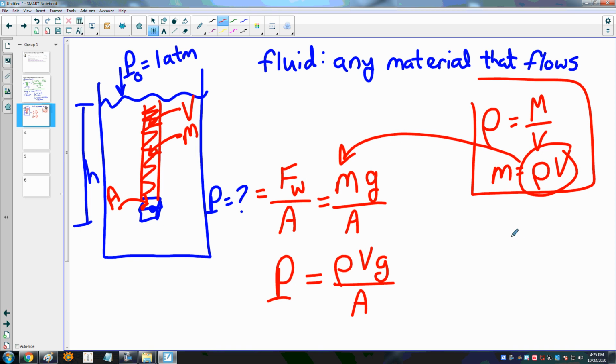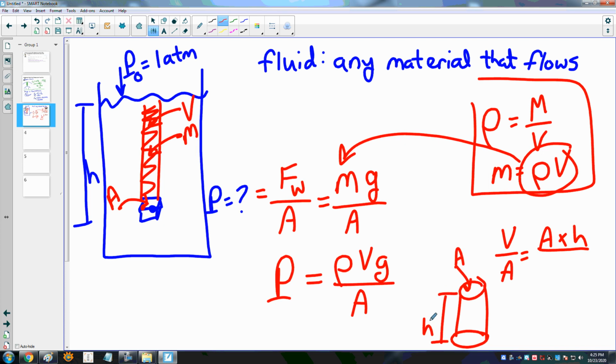However, recognize V divided by A, the volume divided by the area. In general, I can say that the volume is area times the height of the column. Imagine if you have a cylinder like this. I have a certain area right here and a certain height. The volume of that cylinder is equal to the cross-sectional area, that's the area of the circle on the top of the cylinder, multiplied times the height. In general, that expression is true for any symmetrical object, that the volume is equal to the area of the end times the height or length of that material.